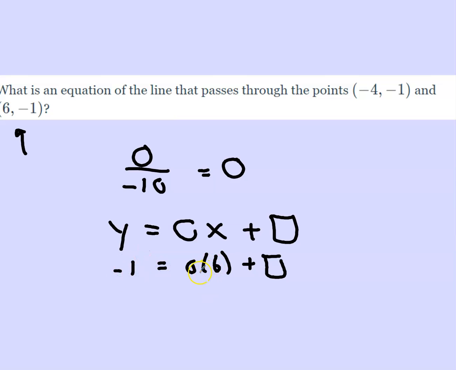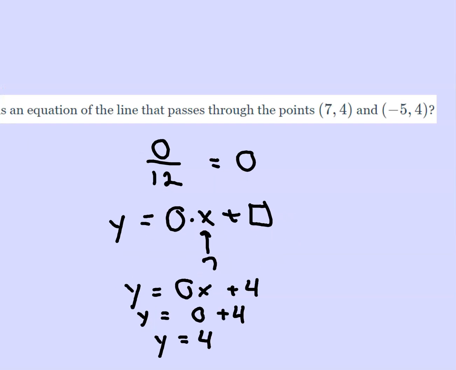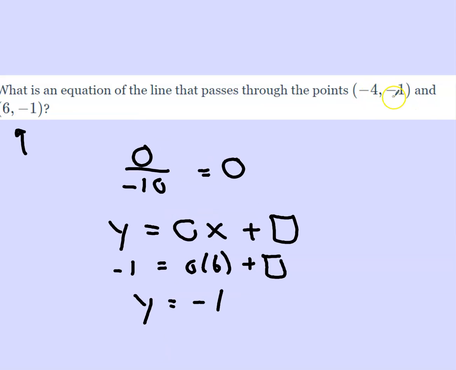Well, look, 0 times 6 is 0. So what are you going to add on to 0 to get to -1? -1. So I ended up with y equals -1. Well, you might have noticed something here. In the one we just did, both y's were 4, and we ended up with y equals 4. On this one, both y's were -1, and we ended up with -1. And it turns out it works exactly that way.